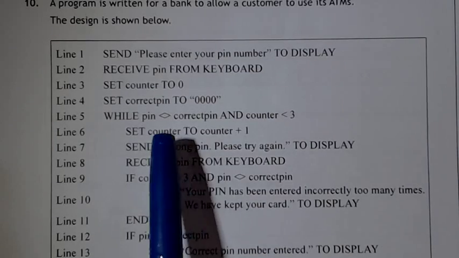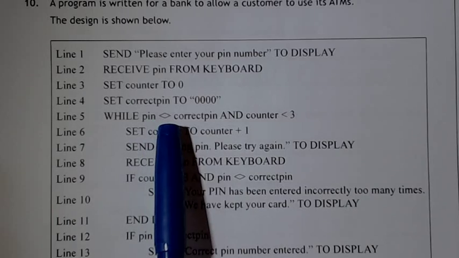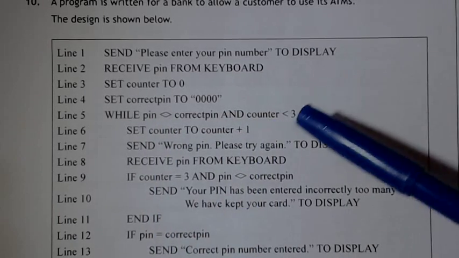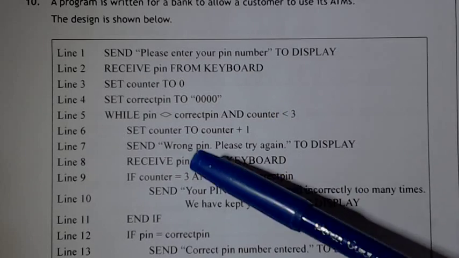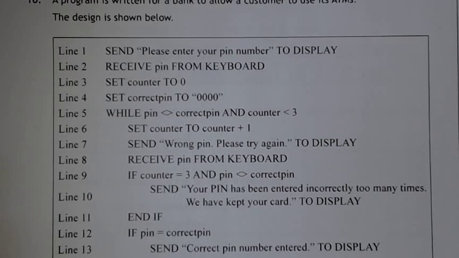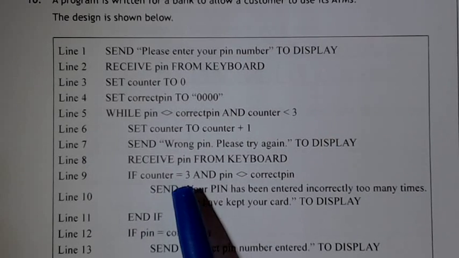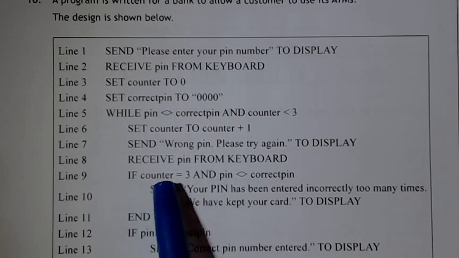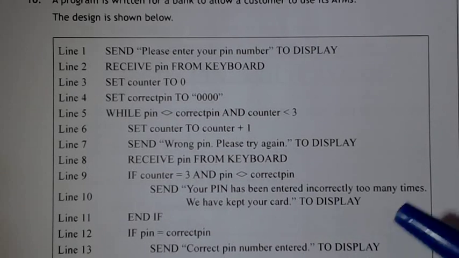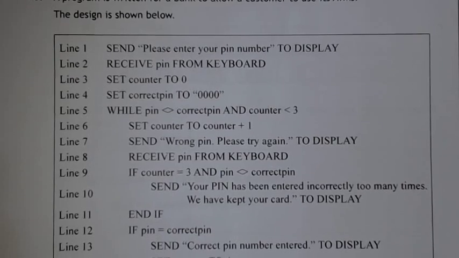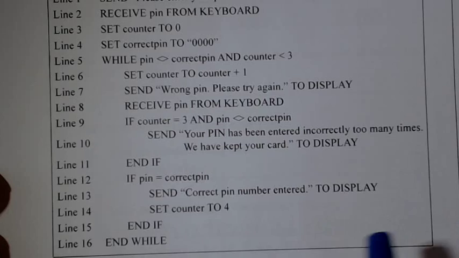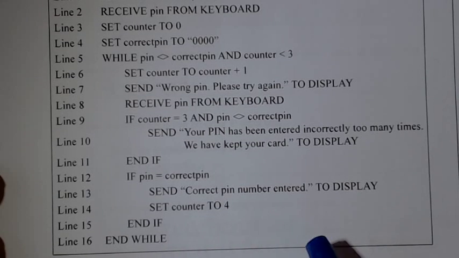Okay, and while you've not guessed the correct PIN number and you've not guessed 3 times, it adds 1 to the counter and basically just tells you that your PIN number is wrong and asks you for it again. If your PIN number is wrong and you've actually guessed 3 times, then it says your PIN number is wrong and you've guessed too many times. But if your PIN number is correct, it will say correct PIN number and it sets counter to 4.